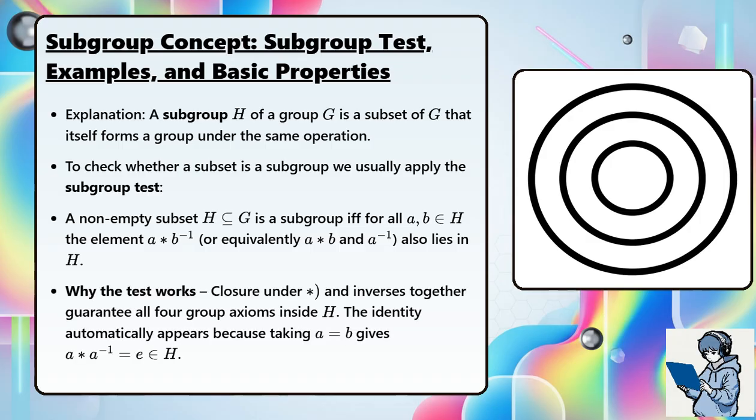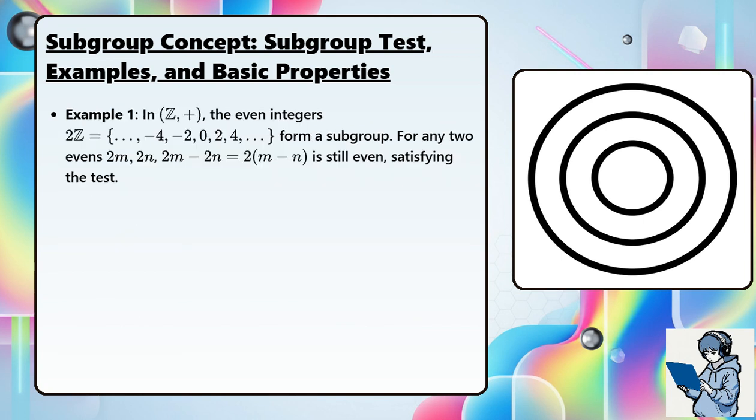Why the test works: closure under times and inverses together guarantee all four group axioms inside H. The identity automatically appears because taking a equal to b gives a times a inverse equals e in H. Example 1: in the integers under addition, the even integers 2Z, equal to the set of ..., minus 4, minus 2, 0, 2, 4, ..., form a subgroup.